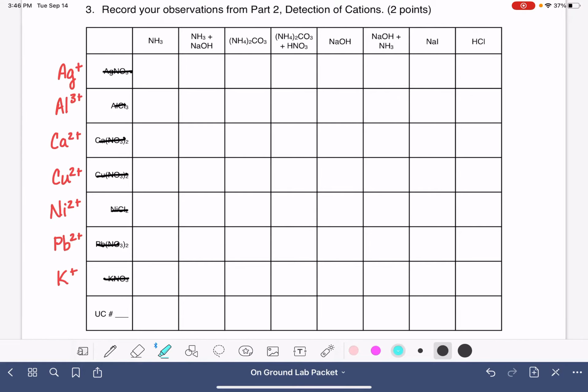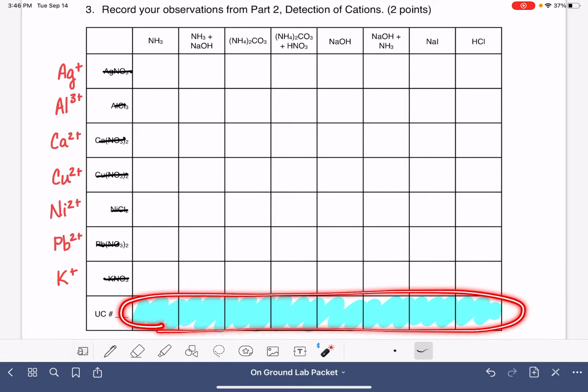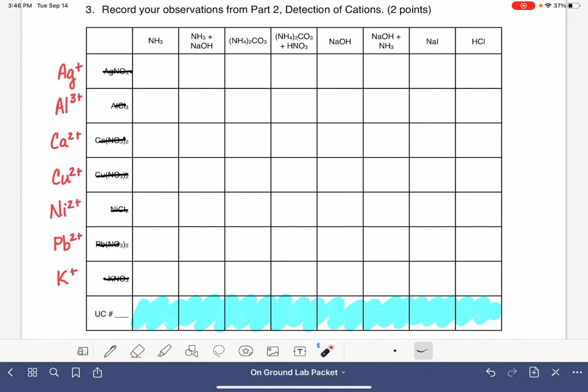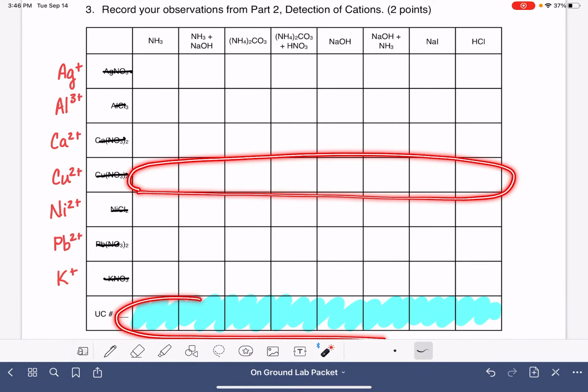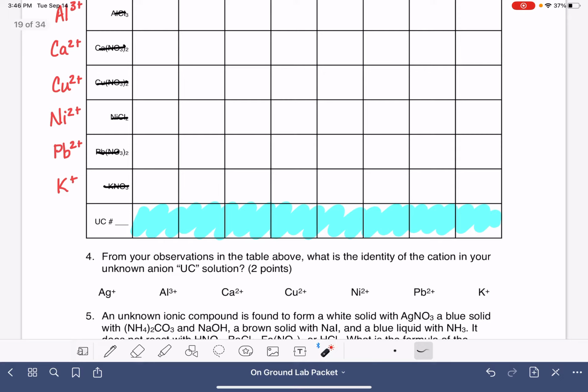Just like in the previous data table, you have a bunch of data here for your unknown cation, UC, and you're looking for the one row of data, whatever it might be, that matches up perfectly or as close as possible to the observations that you made for your unknown. Let's say for me that this row matched up perfectly with my unknown. I would say that meant that my unknown was the Cu2+ ion, and I would circle this as my unknown.